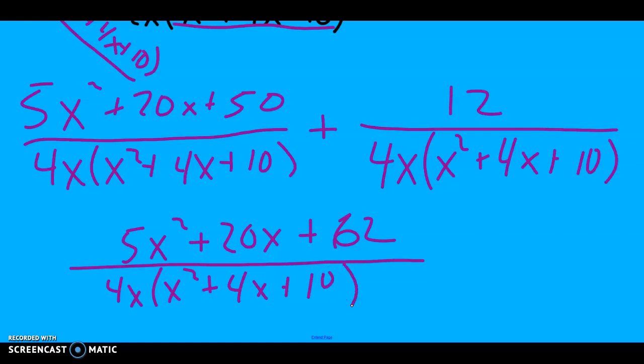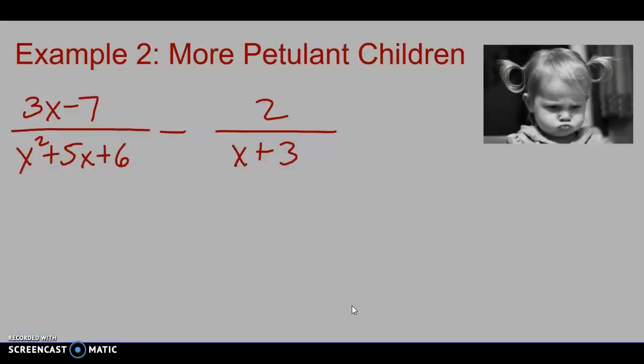For some people, this is a harder one because it isn't laid out quite as easy as some of the others are. But the point is, factor the bottoms, find what would make them the same, and then combine your like terms. Let's move on to the next example.